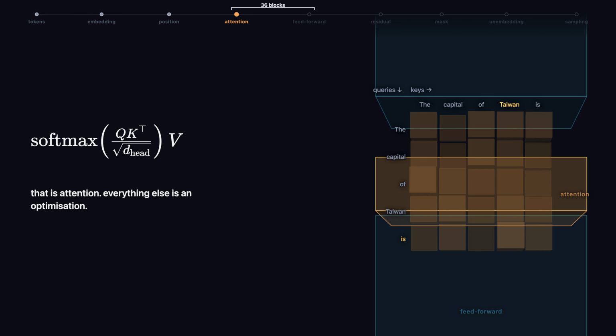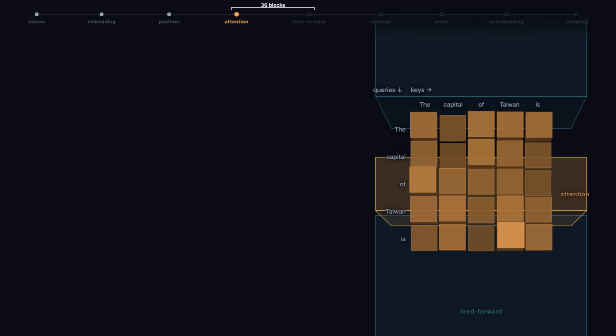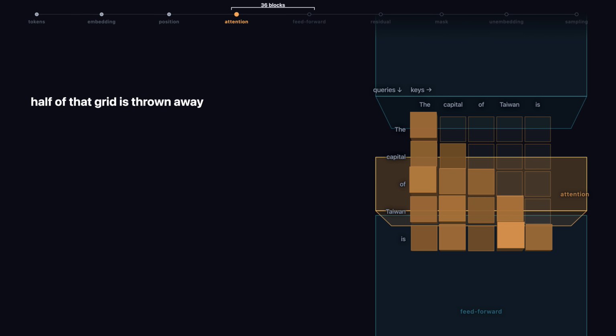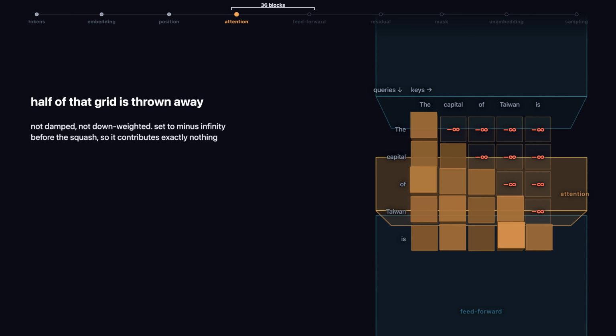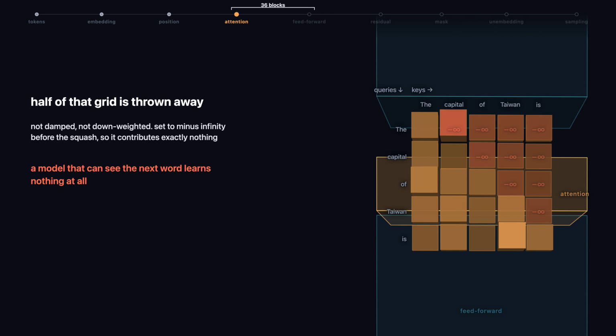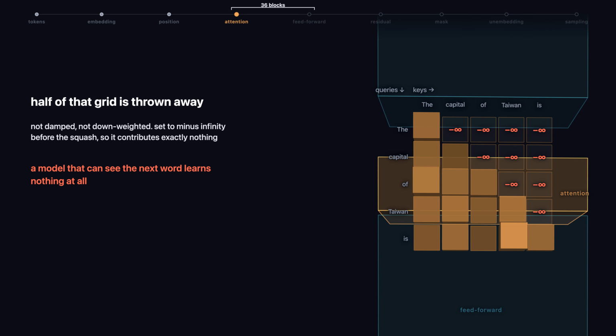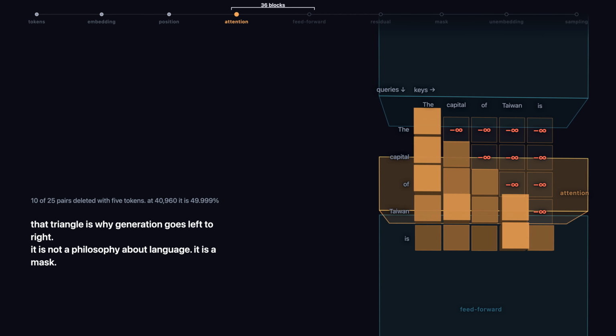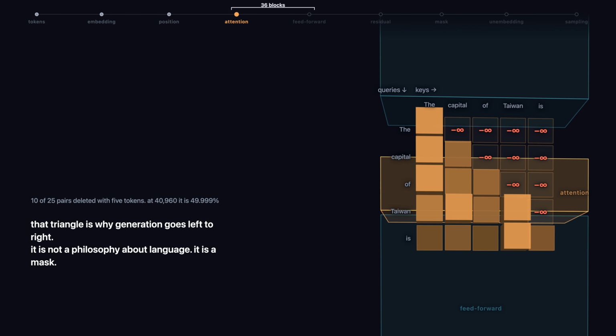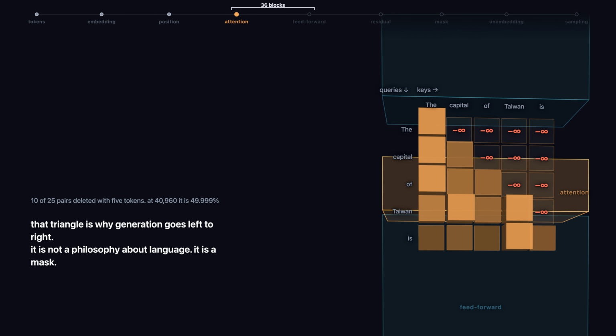Except for one thing, which is not an optimization, and which shapes the whole model. Half of that grid is thrown away. A token is not allowed to look at anything that comes after it. Not damped, not downweighted, set to -infinity before the squash, so it contributes exactly nothing. Because the model is being trained to predict the next word, and a model that can see the next word learns nothing at all. That triangle is why text generation goes left to right. It is not a philosophy about language, it is a mask.